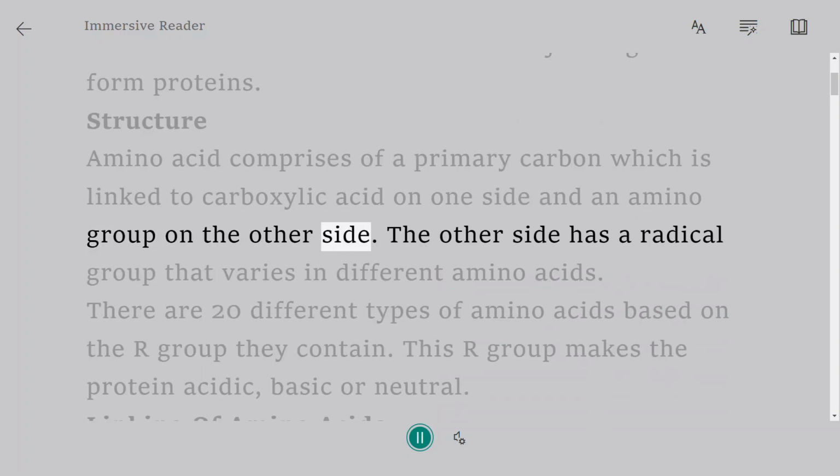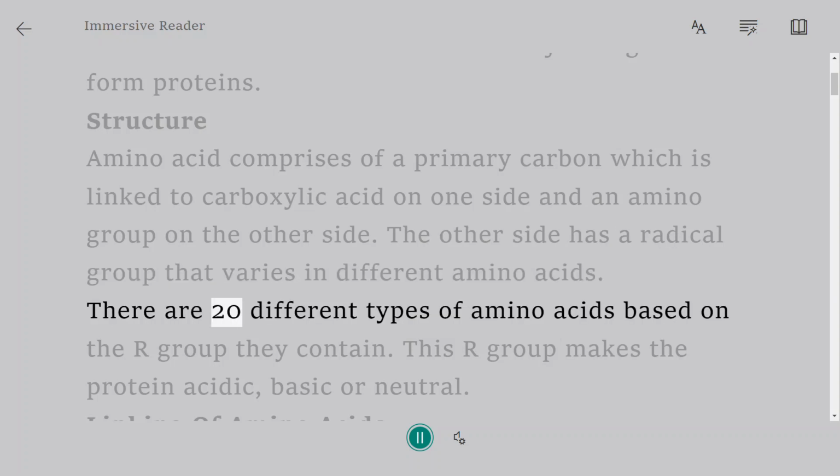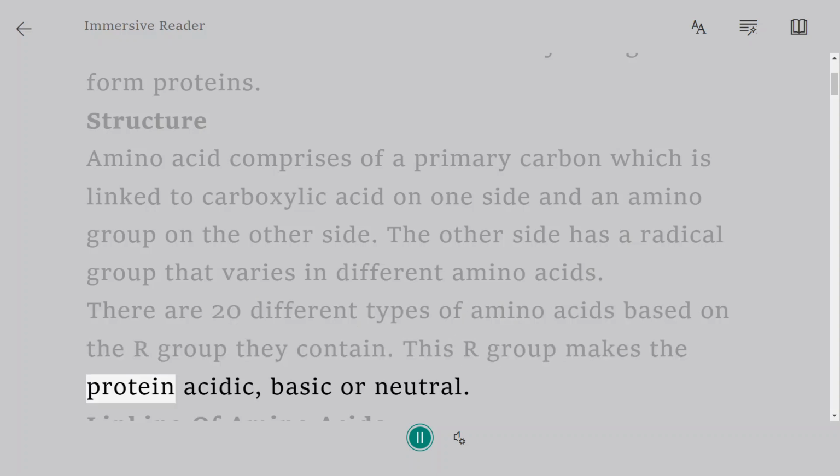group on the other side. The other side has a radical group that varies in different amino acids. There are 20 different types of amino acids based on the R group they contain. This R group makes the protein acidic, basic, or neutral.